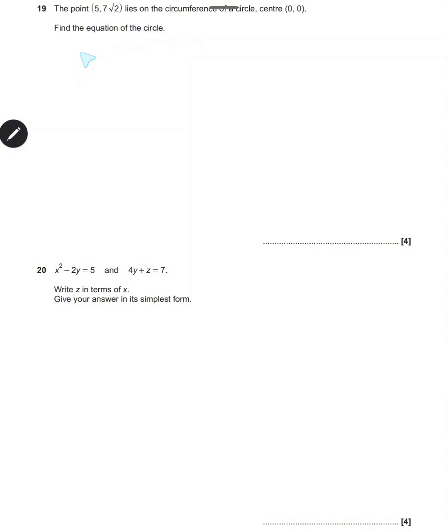Question 19, we've got a coordinate, which is 5, 7 root 2. And it's talking about, this lies on a circle where the centre is 0, 0. What's the equation of the circle? Well, the minute we've got a coordinate, we've got an x value and we've got a y value. So I know an x and a y value. Circles always follow this equation. X squared plus y squared equals the radius, or r squared. Because I've got an x and a y, I can actually find the radius.